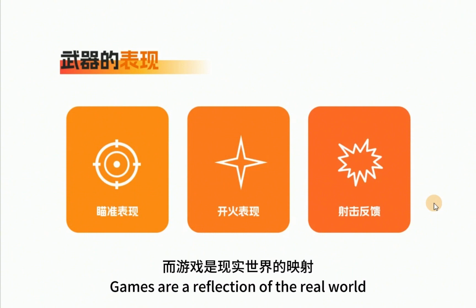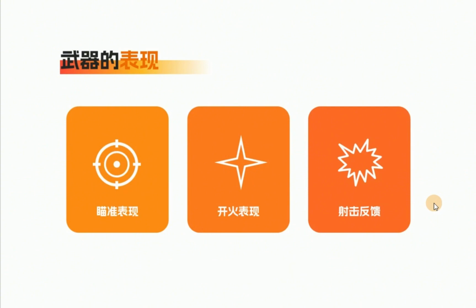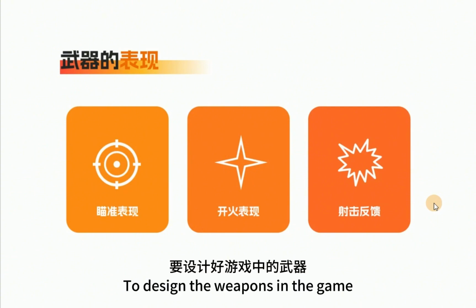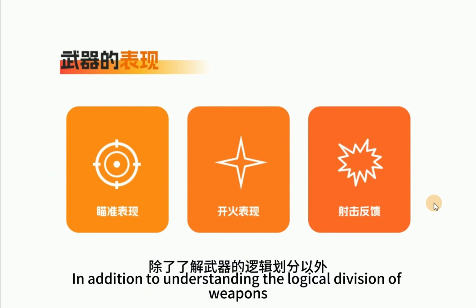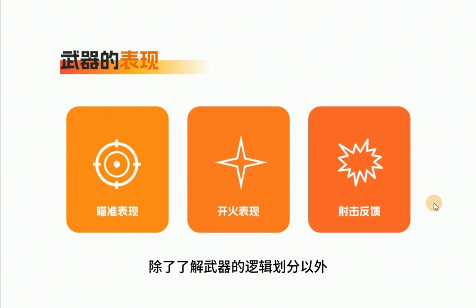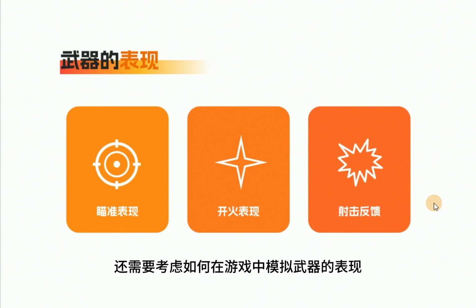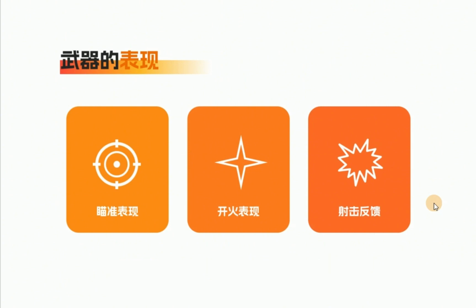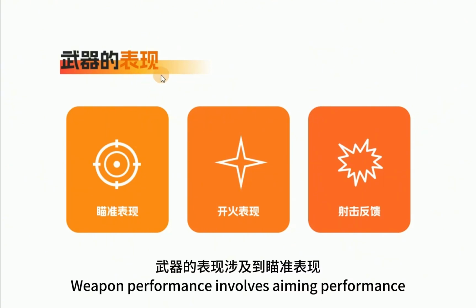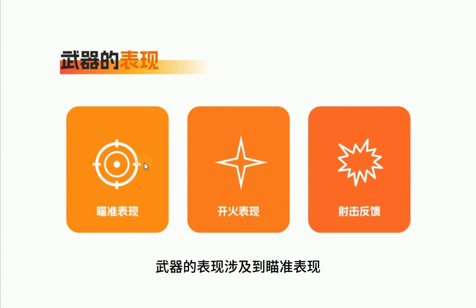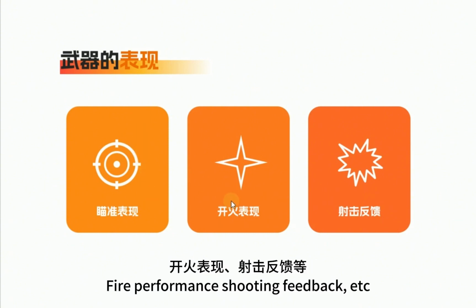Games are a reflection of the real world. To design the weapons in the game, in addition to understanding the logical division of weapons, we also need to consider how to play the game and simulate weapon performance. Weapon performance involves aiming performance, fire performance, shooting feedback, etc.